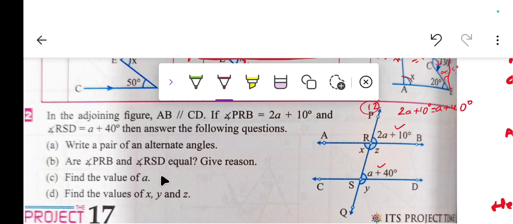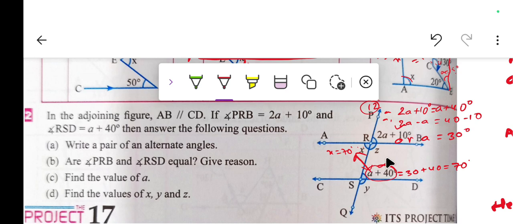Let us solve it, and at last I will answer all these questions. First let us find the value of a. 2a minus a is equal to 40 minus 10, so a is equal to 30 degrees. If the value of a is 30 degrees, we can easily find the value of a plus 40. So a plus 40 will be equal to 30 plus 40, that is 70 degrees. Once we get this equal to 70 degrees, x is alternate. x will also be equal to 70 degrees being alternate angle.